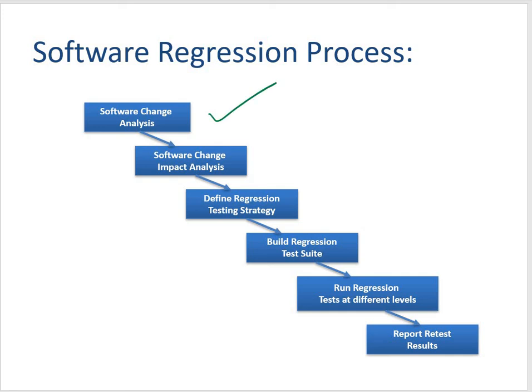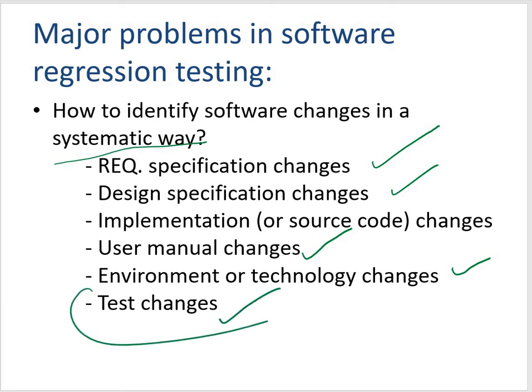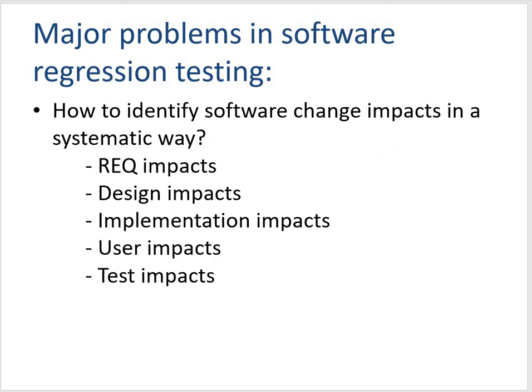So the entire software regression process is software change analysis, software change impact analysis, defining the regression test strategy, building the regression test suite, running the regression test at different levels, and reporting the retest results. Some of the major problems in software regression testing are how to identify the software changes in a systematic way, because requirement specification changes are there, design specification changes, implementation changes, user manual changes, environment or technology changes, and test changes are also there.